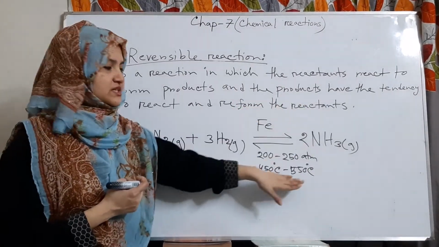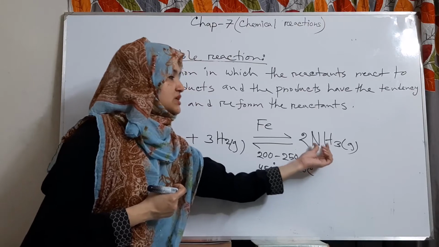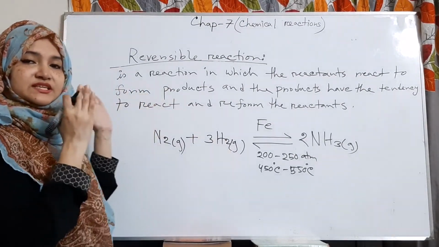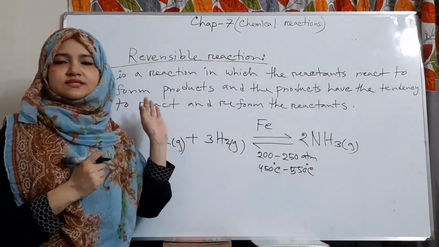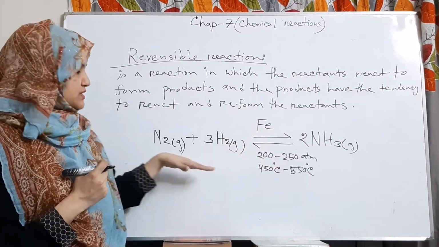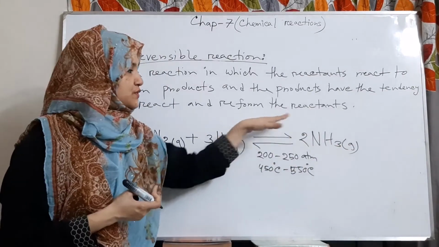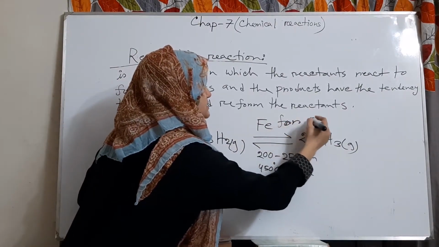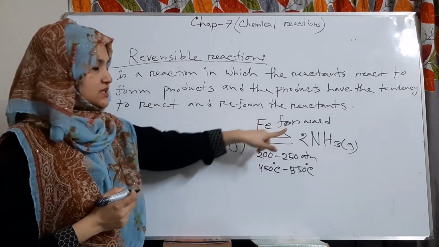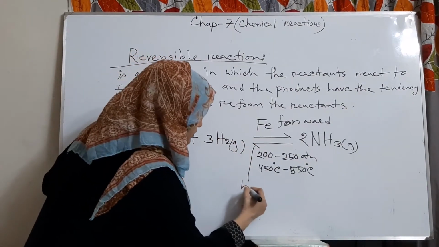The condition is maintained the same. Simultaneously, at the same time, ammonia decomposes and produces nitrogen and hydrogen. That means in a reversible reaction, two reactions continue simultaneously, one is the forward reaction and another is the backward reaction. In one reaction, reactants convert into products, which is known as the forward reaction. This arrow indicates the forward reaction, and this opposite half arrow indicates the backward reaction.